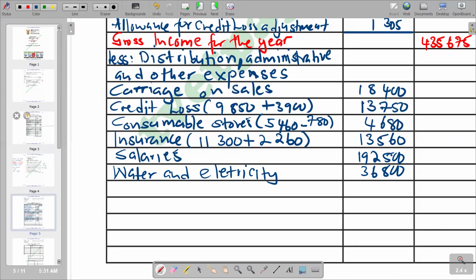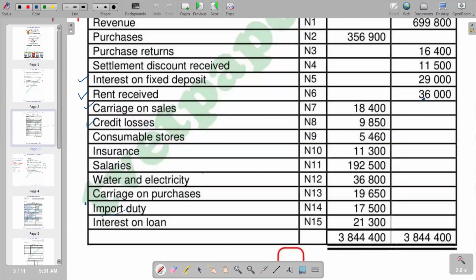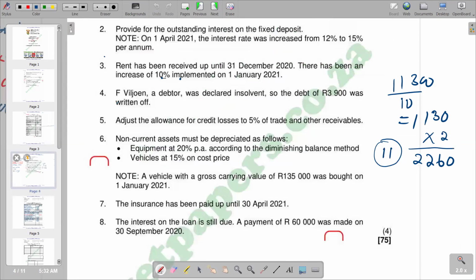And then from there, we can see that we have also another expense that we cannot see. It can never be mentioned under the nominal accounts section. Remember, we are moving on with the nominal accounts section. We have carriage on purchases, we have already adjusted import duties, already adjusted interest on loan, which we adjusted at the end of the statement of profit and loss. That is depreciation, which is not mentioned under the nominal accounts section. So you can only find it in the extra information, which is here.